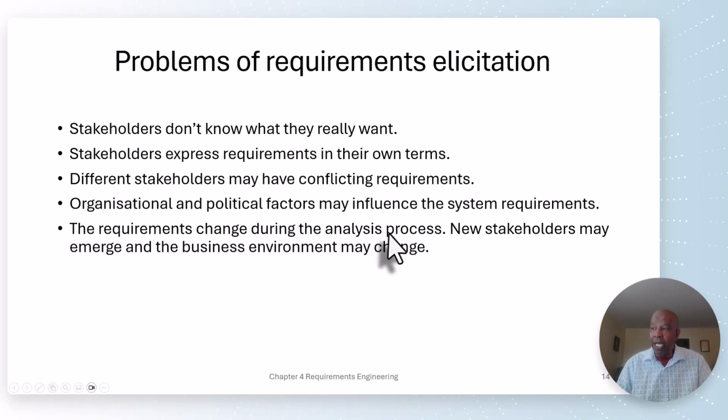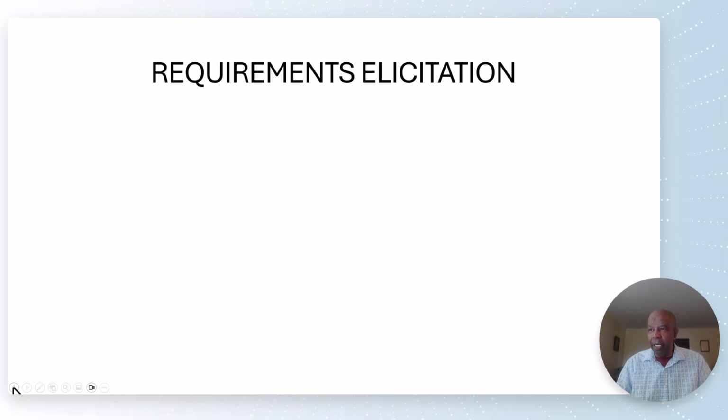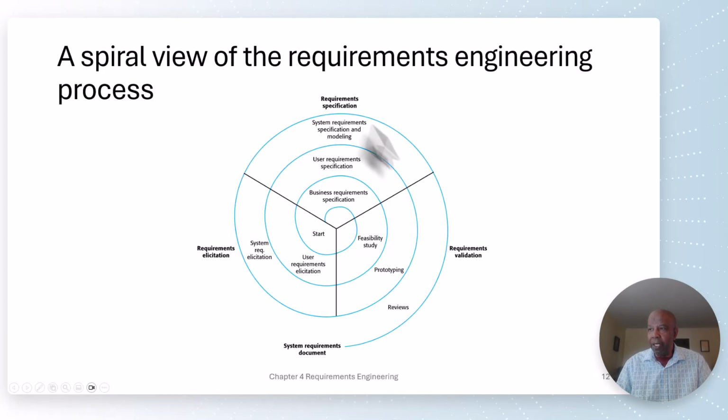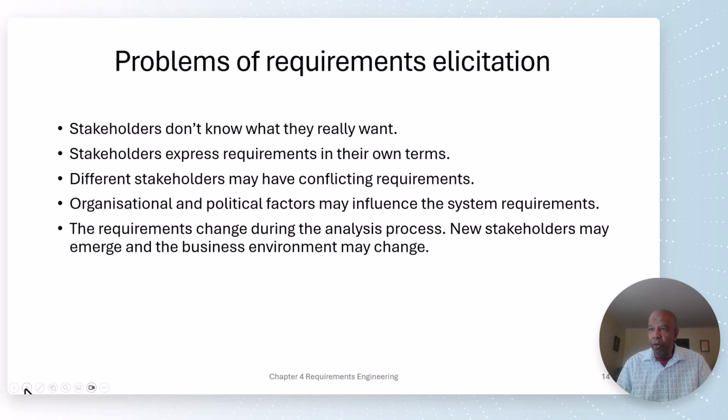Requirements change during the analysis process. Going back to the spiral model, we can be looking at having to reanalyze the requirements, and then, as we say, go analyze requirements, go back up, and might have to elicit more requirements, depending on how off we are with satisfying the customer or the user.